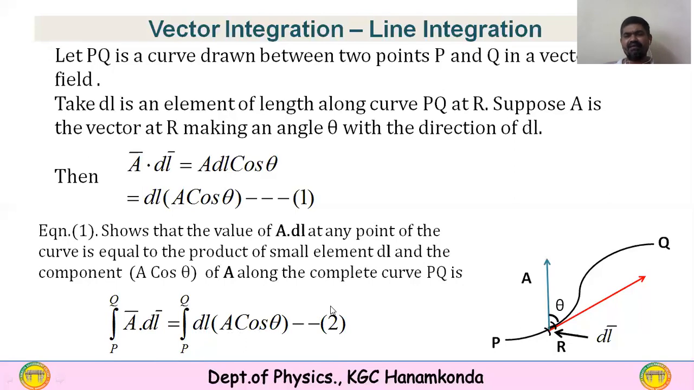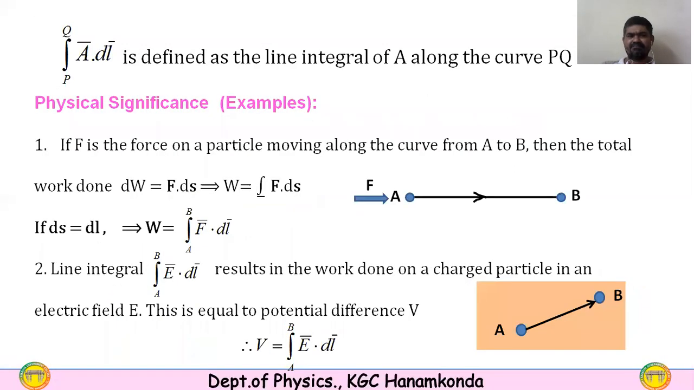In this way, we calculate vector integration over a path. We have done the dot product and taken the integration from point P to Q, which is nothing but the line integration. Line integration is defined as the integration of a vector field along a curved path. So the integration from P to Q of A bar dot dl bar is defined as the line integral of vector A along the curve PQ.